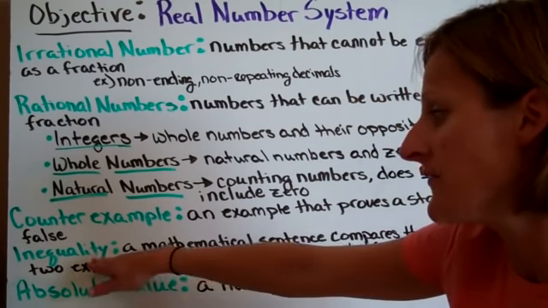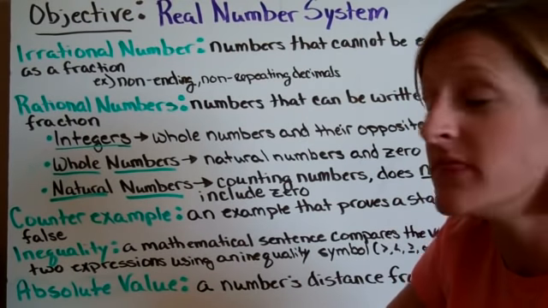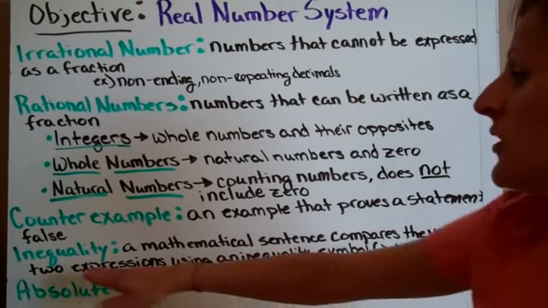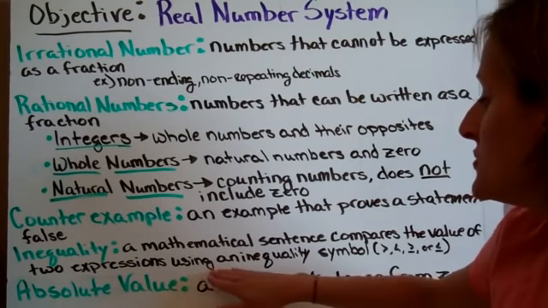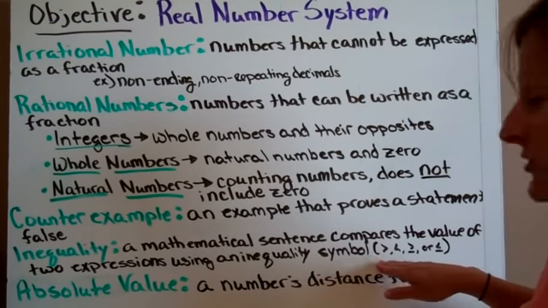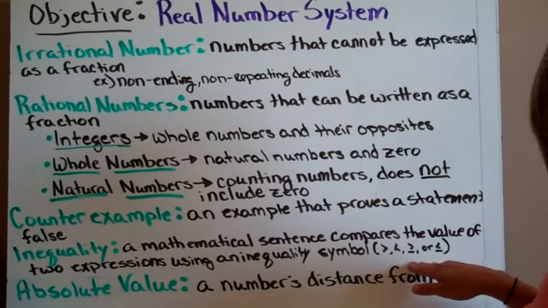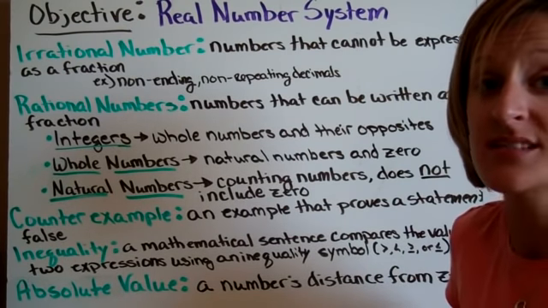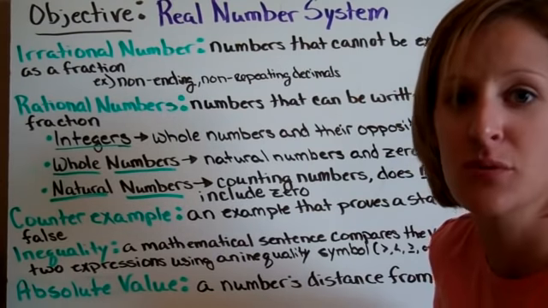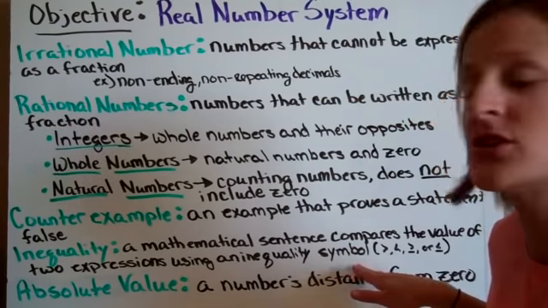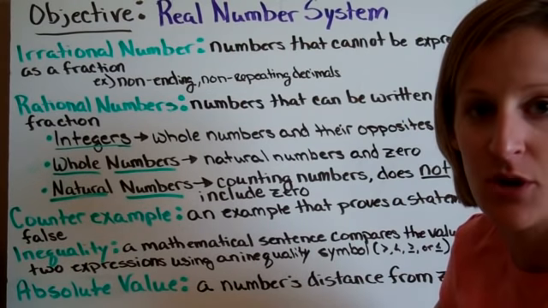You also have the definition of an inequality. And this is just a mathematical sentence that compares the value of two expressions using an inequality symbol, like the greater than, less than, greater than or equal to, and less than or equal to sign. So these signs, and sometimes we call them alligators when we're little, you know, which side the alligator is eating. These signs are used to compare two different expressions.